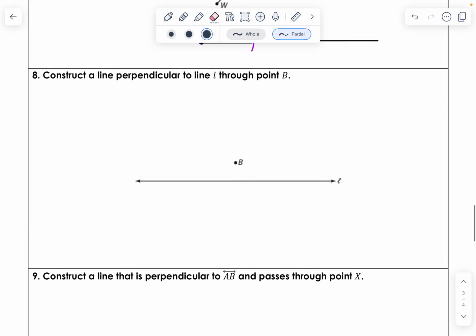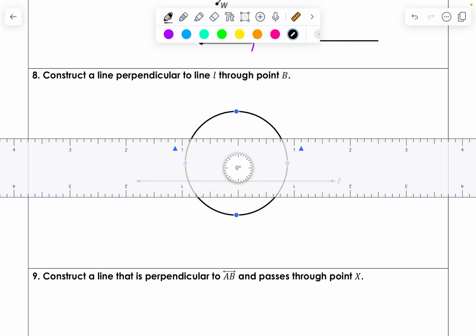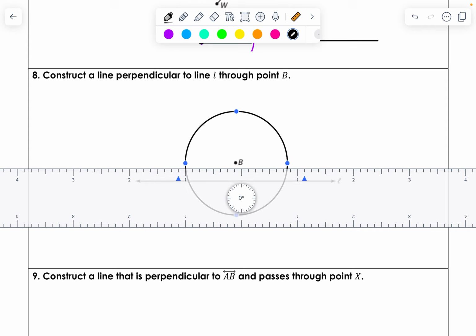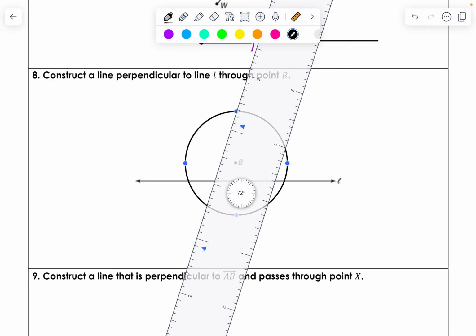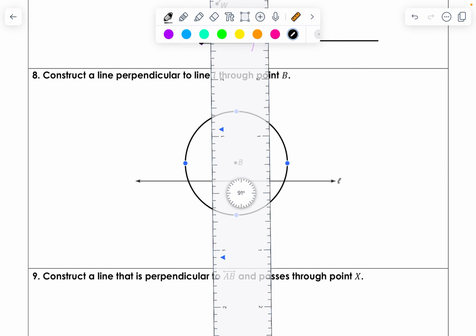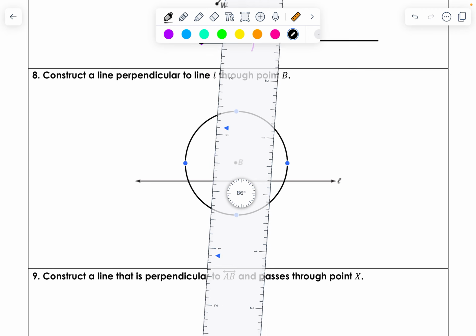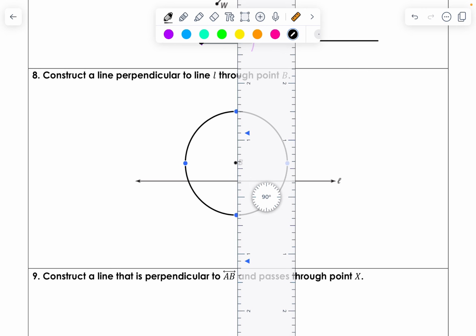Next, construct a line perpendicular to line L through point B. All right, I'm still going to use circles because I ain't got no choice. I'm going to make a circle around point B, but I'm going to have to center it. So let me use my ruler. Oh, shucks, I didn't mean to do that. Okay, so let's see. Very nice. All right, so B's in line with... Okay, good. B is pretty much in line.